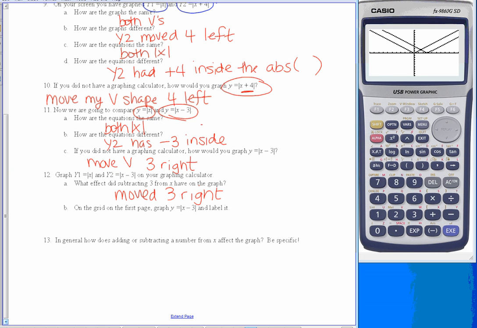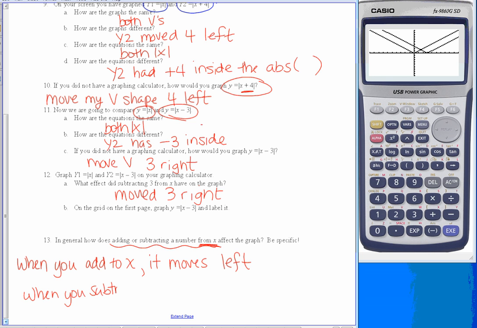So in 13, it says, how does adding or subtracting a number from x affect the graph? So when you add to x, it moves left. When you subtract from x, it moves right. So it's the opposite direction of the positive negative that you would expect.